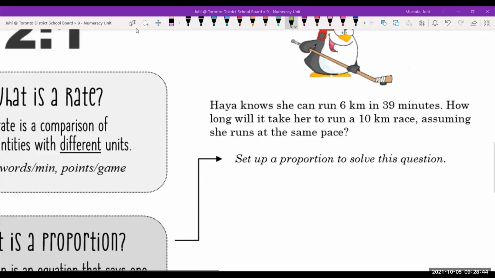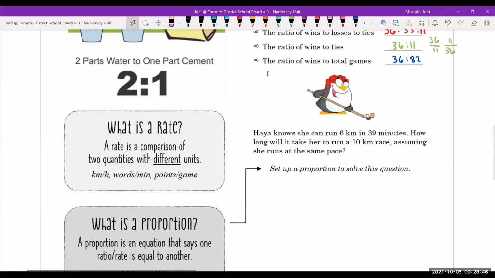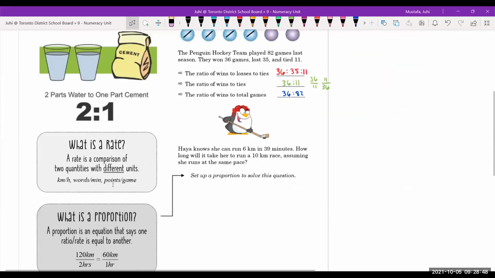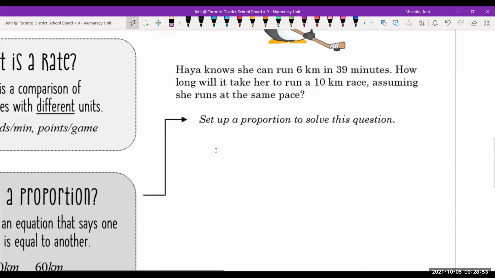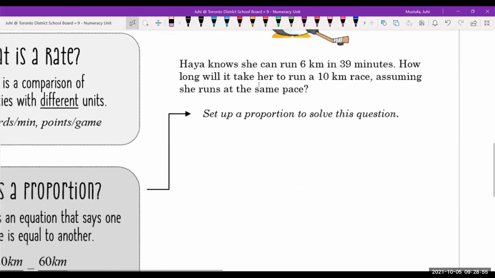Okay, so I know we're kind of going all over the place. We just talked about ratios. Here are the answers to the ratios. We talked about rates. Now let's practice setting up a proportion. All right, so here is our sample question, and I'm going to do the setting up a proportion.